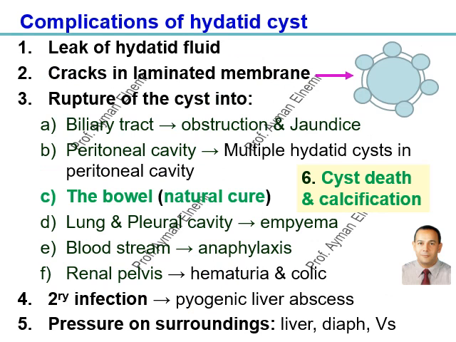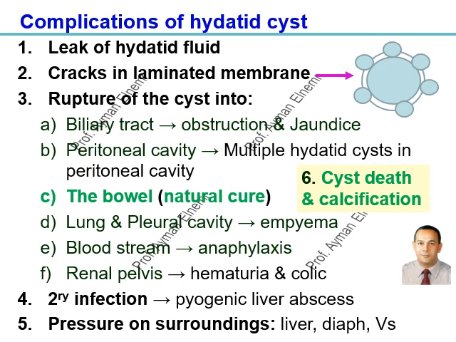Complications of hydatid cyst. Leakage of hydatid fluid leading to repeated attacks of anaphylaxis, which may lead to anaphylactic shock. Cracks in the laminated membrane with ascitic cysts around it. Rupture of the cyst into the biliary tract, leading to obstruction and jaundice; into the peritoneal cavity, leading to multiple hydatid cysts in the peritoneal cavity. Rupture into the bowel is a natural cure. Rupture in the lung and pleural cavity, leading to empyema.